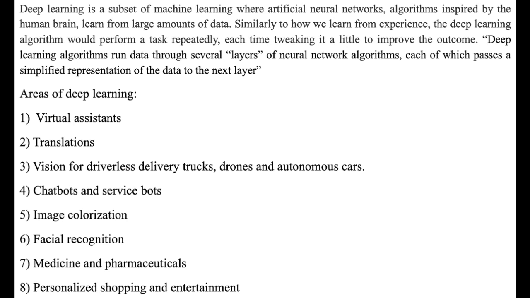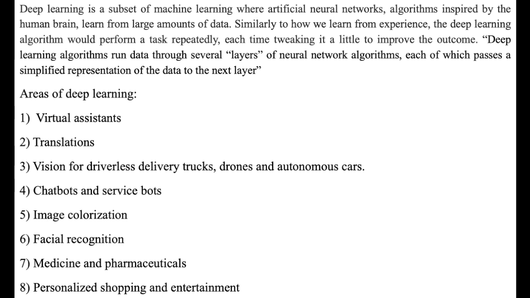Next, we have to discuss deep learning. Deep learning is a subset of machine learning where artificial neural network algorithms, inspired by the human brain, learn from large amounts of data. Similar to how we learn from experience, the deep learning algorithm performs a task repeatedly, each time tweaking it a little to improve the outcome. Deep learning algorithms run through several layers of neural networks, each of which passes a simplified representation of the data to the next layer.